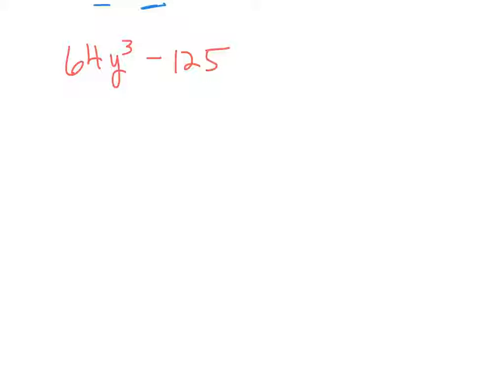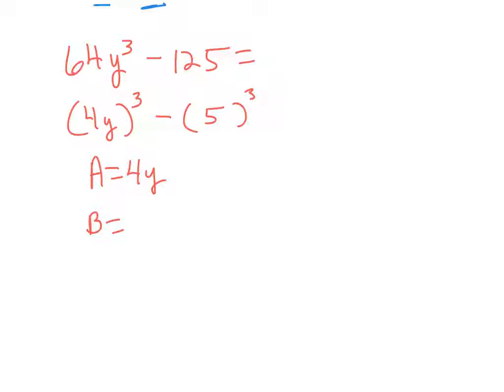64 is the cube number that worked with 4, and 125 is the cube number that worked with 5. So we're going to write it as something cubed minus something cubed. That's always the first step on a cube problem. We would cube 4y to get 64y cubed, and we would cube 5 to get 125. What you just did was figure out that a is 4y and b is 5. The rest of the problem is going to be real simple now.